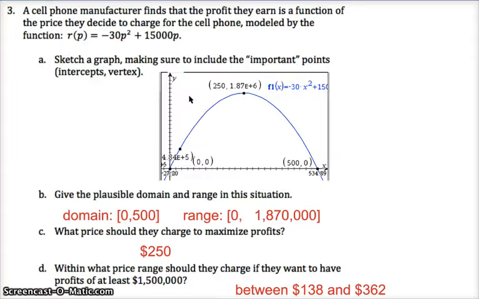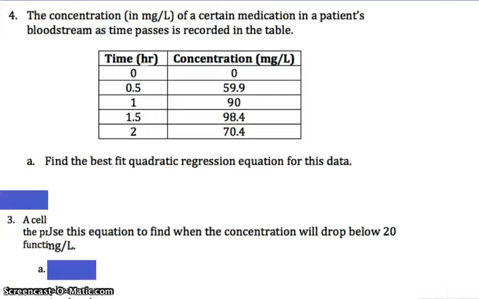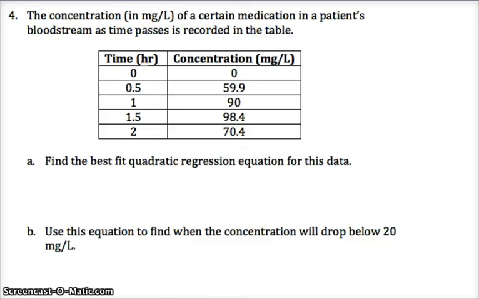All right, so they know that in that zone, they will have profits that start to reach 1.5 million after you get to 138 and above. But after 362, they start to sell so few because it's such an overpriced, crazy price, they're going to make less than that. So, all right, last one, quadratic regression.